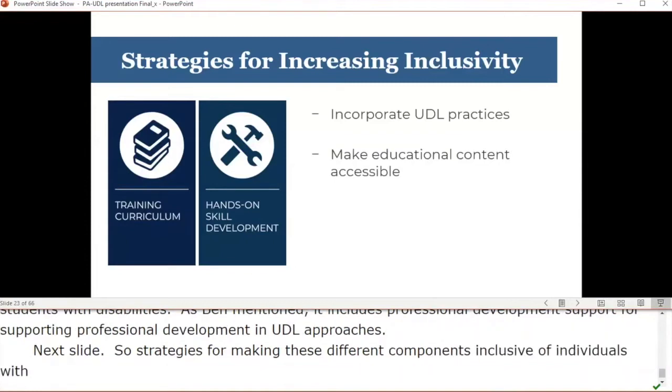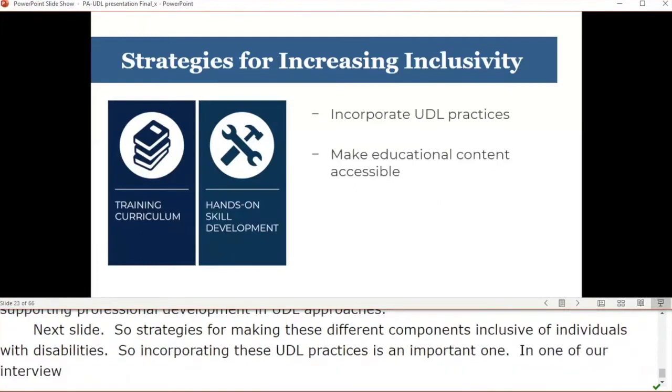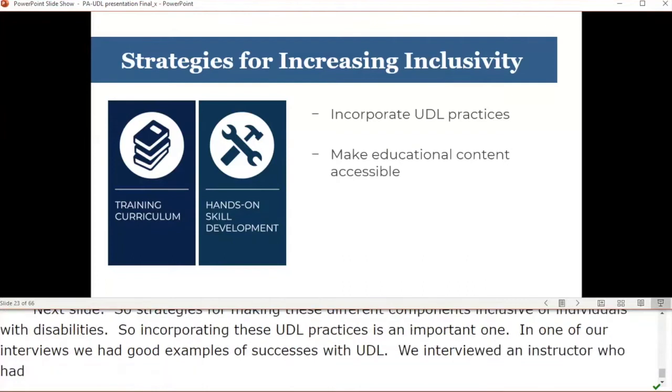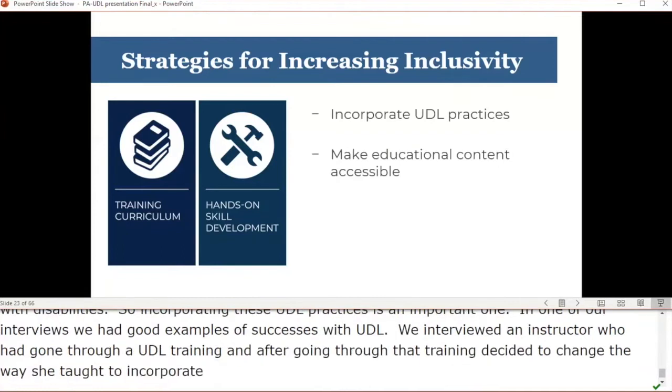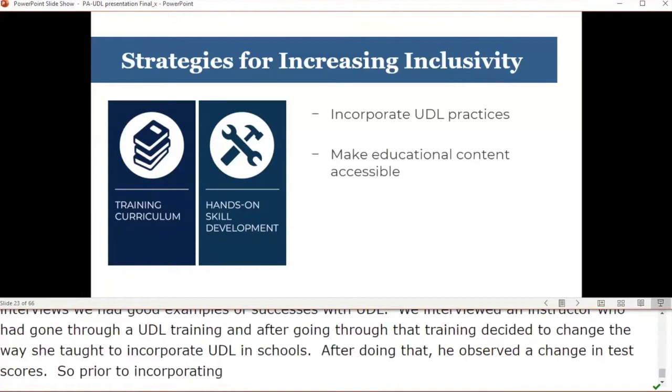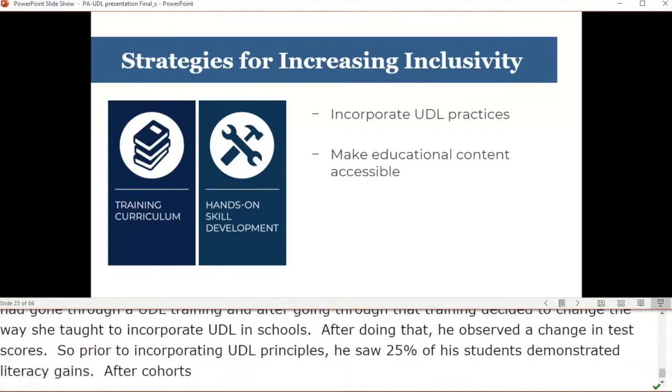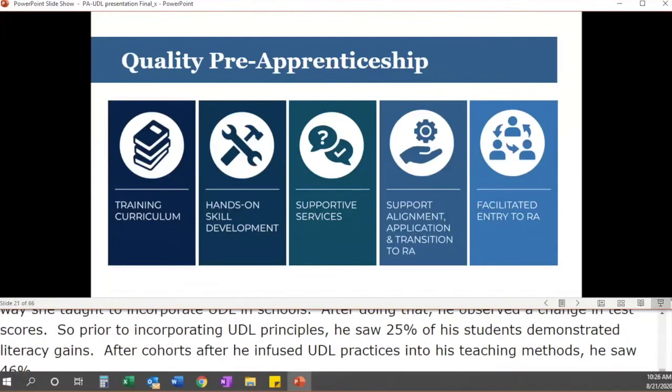So incorporating these UDL practices is an important one. In one of our interviews, we had a good example of successes with UDL. We interviewed an instructor with YouthBuild who had gone through a UDL training, and after going through that training, decided to change the way he taught to incorporate UDL principles. After doing that, he observed a change in test scores. Prior to incorporating UDL principles, he saw that about 25% of his students had demonstrated literacy and numeracy gains. And after, in later cohorts, after he had infused UDL practices into his teaching methods, he saw 46% of his students had demonstrated literacy and numeracy gains.